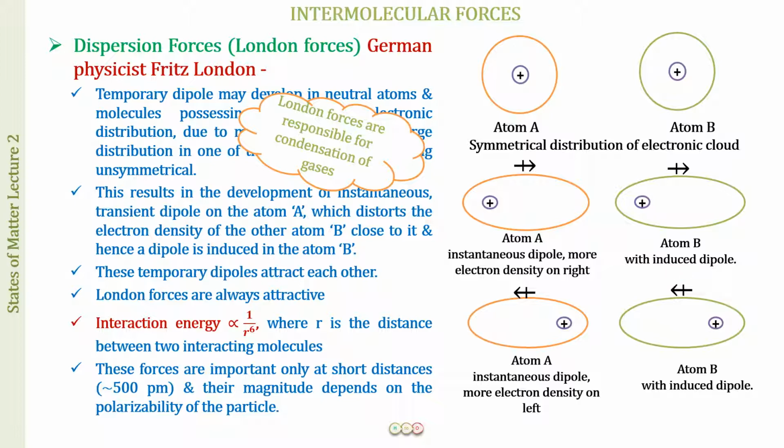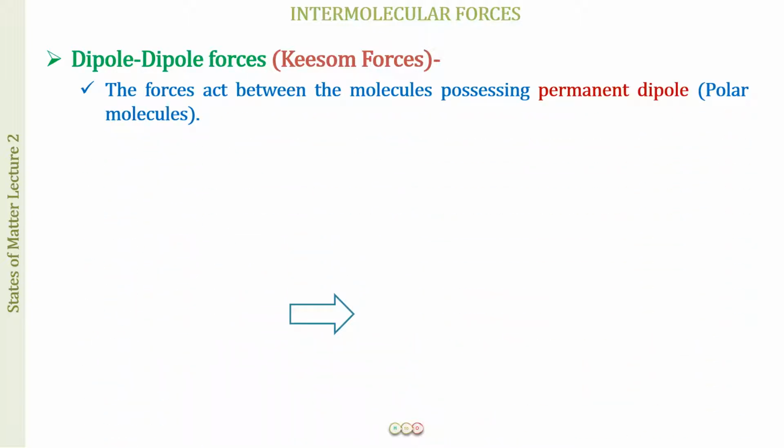Now let us see the next one. So the next we have is the dipole-dipole forces, also called the Keesom forces. And now these are going to be very easy for you to understand once we have studied the dispersion forces, because everything is going to be just the same way, just the type is going to be different. Okay, so as the name suggests, it is going to be dipole-dipole forces, the forces acting between the molecules possessing permanent dipole. And which are the molecules which possess permanent dipole? These are the polar molecules. So these are the forces of attraction between the polar molecules.